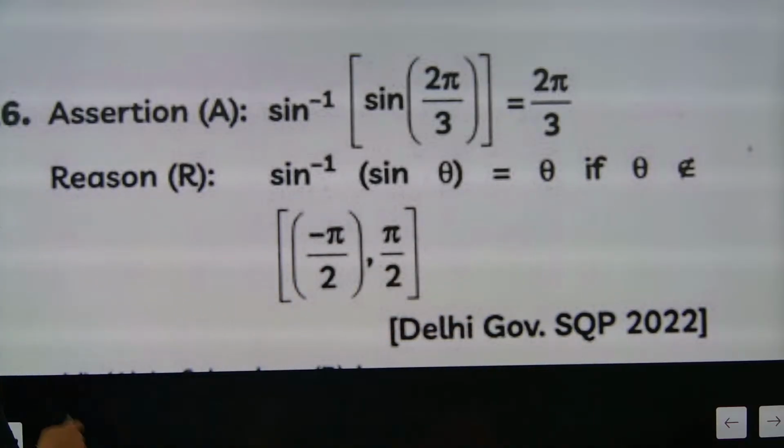Yes, their option will be D. Very good, Divya. Because tomorrow I have to go also.